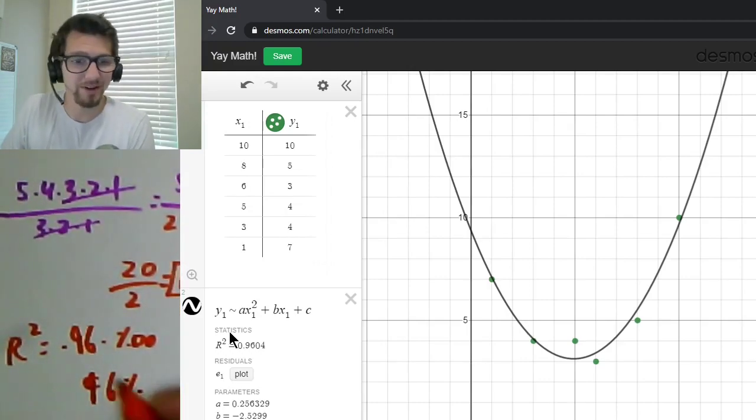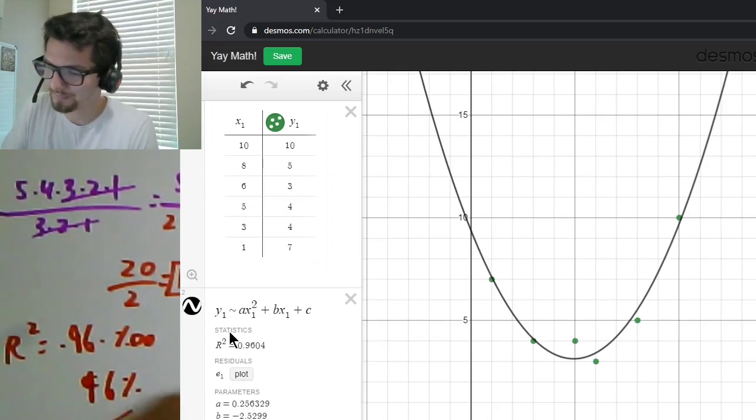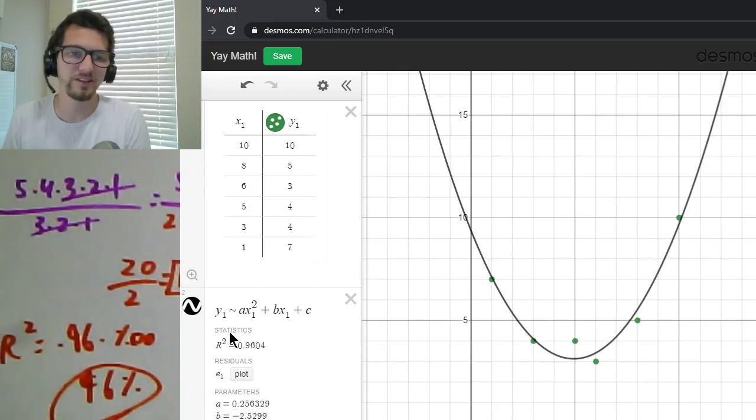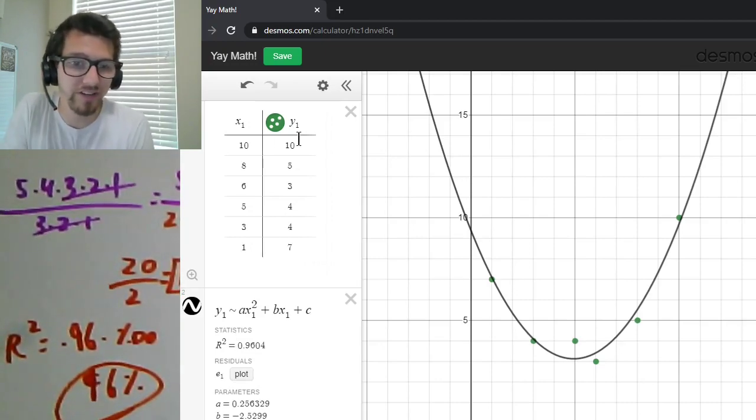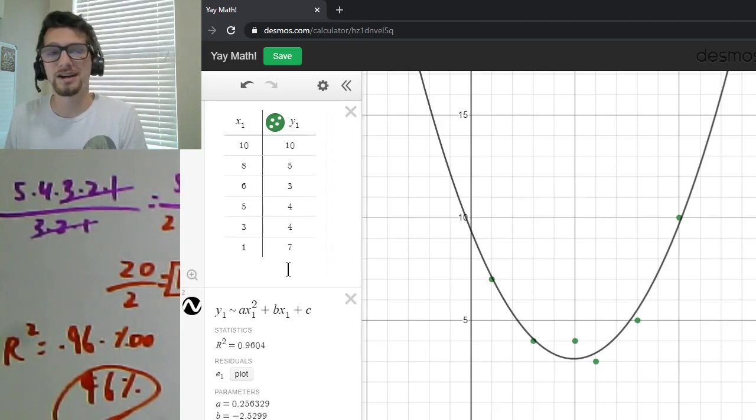On the exam, I'm not going to take 0.96 as the answer. I need you to give me the r squared value in the percentage form. So if you write r squared equals 0.9604, I'm going to count it wrong. Okay? Make a note of that somewhere because you don't want to miss something like this.